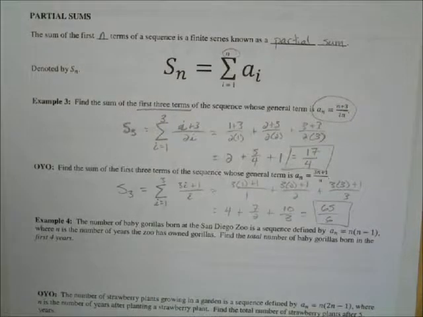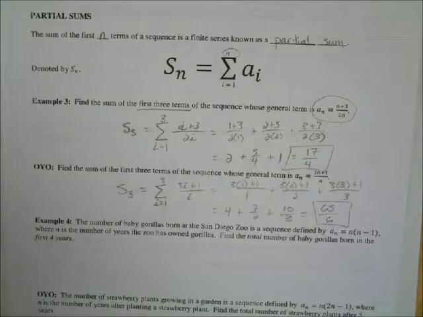Alright, so example 4. The number of baby gorillas born at the San Diego Zoo is a sequence defined by a sub n is equal to n times n minus 1, where n is the number of years the zoo has owned gorillas. Find the total number of baby gorillas born in the first 4 years.